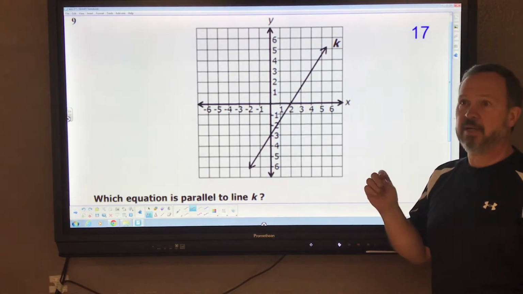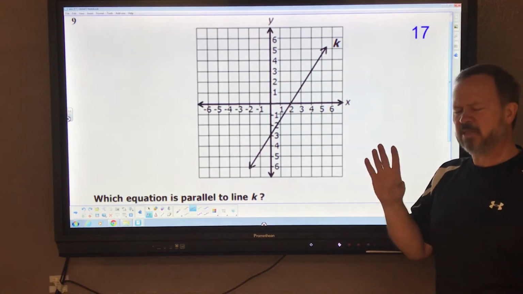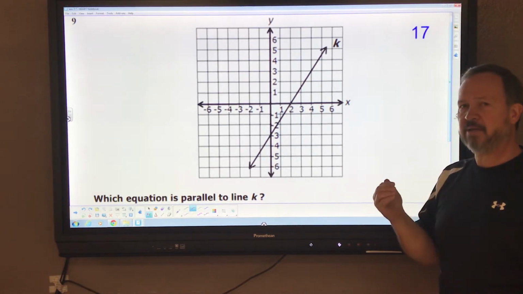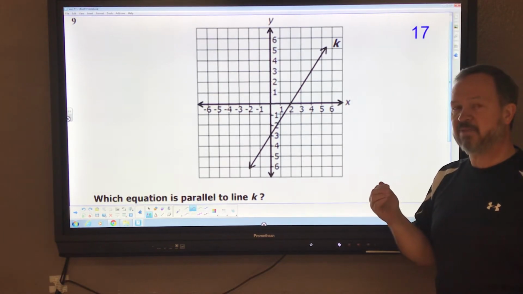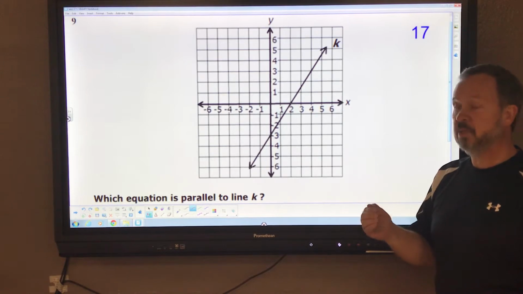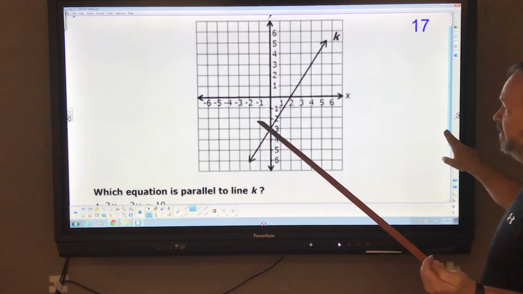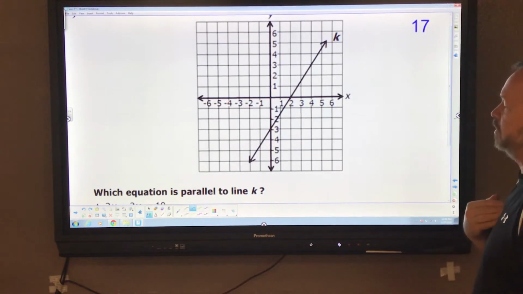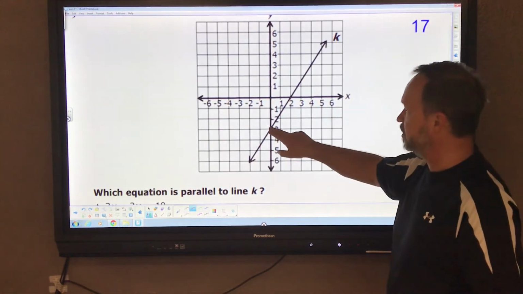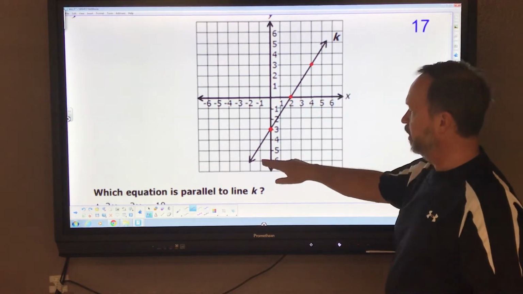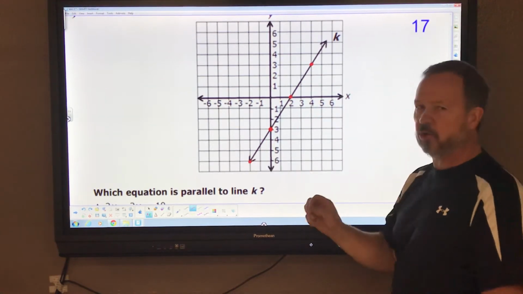People always think parallel lines are lines that don't cross. True, that's the elementary version. Our version in high school geometry is parallel lines are lines that have the same slope. So what you're going to be looking for is one of these lines to have the slope of this line. So the first thing I would do is look at what the slope of this line is. So I'm seeing here and here and here. Those look like points of intersection at an integral point.